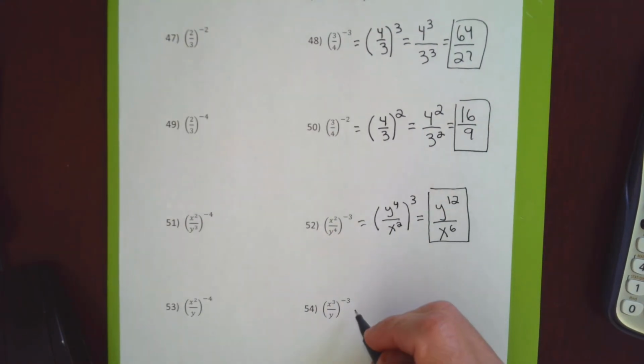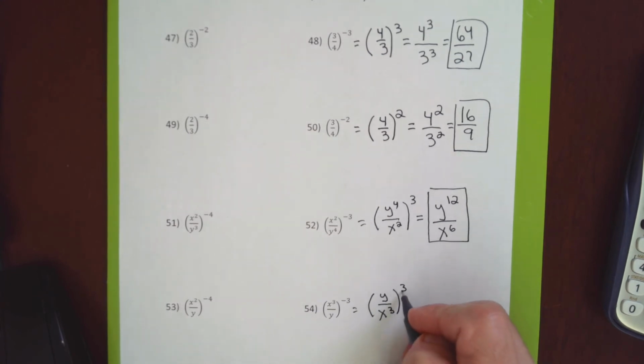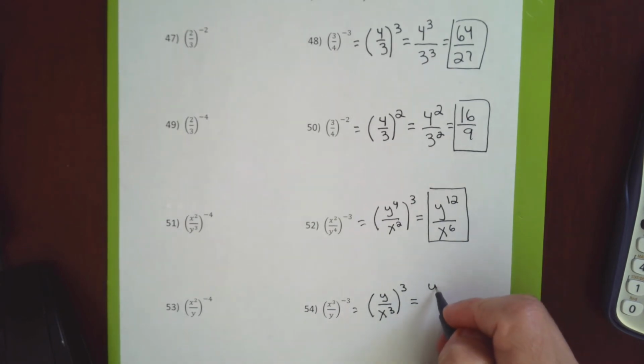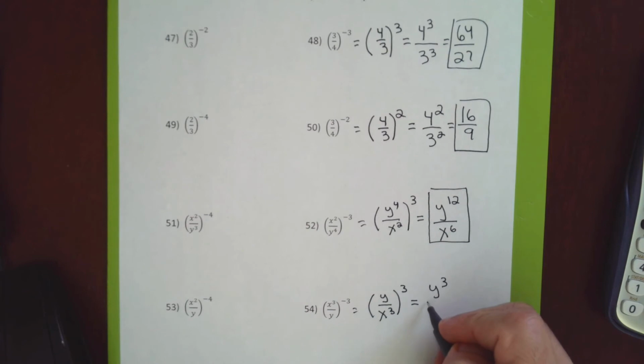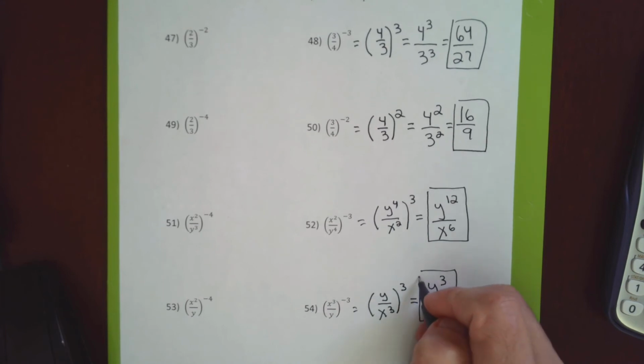For 54, make my negative exponent into a positive exponent by inverting the fraction. Now I'm going to use rule 3. Any number or letter that doesn't have an exponent, I'm going to attach the exponent. Any number or letter that has an exponent, I'm going to multiply. So I'm going to attach the 3 to the y, multiply the 3 by the 3 for the x, and get y cubed over x to the 9th.